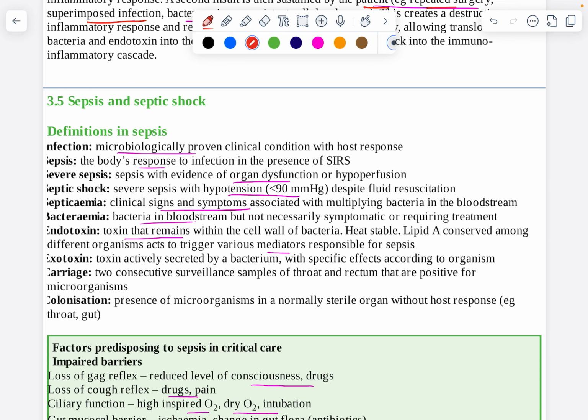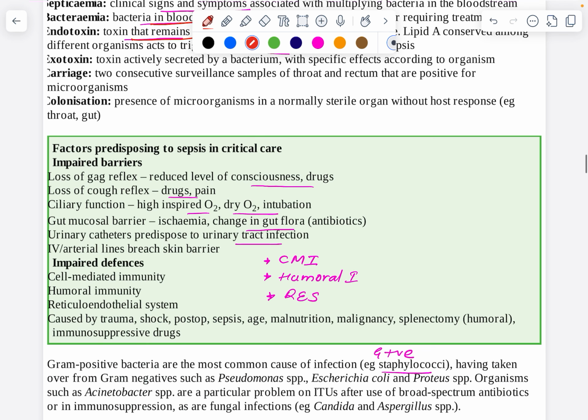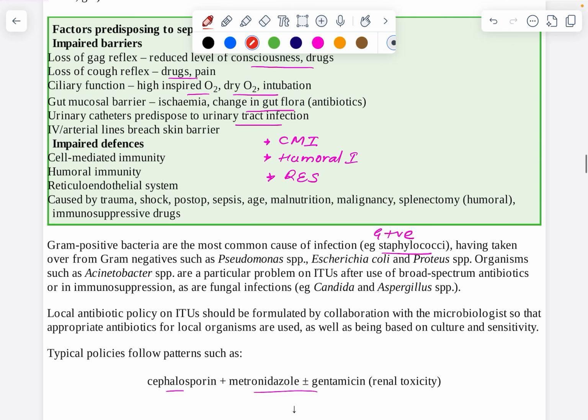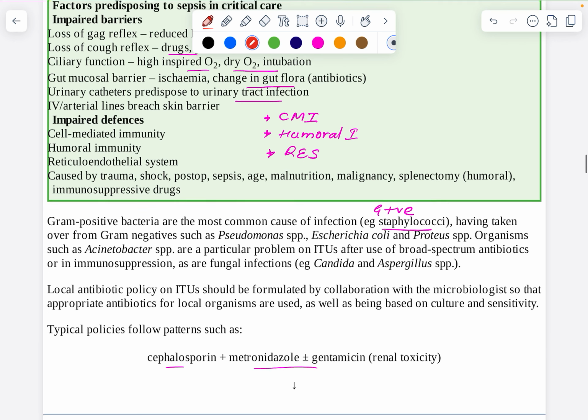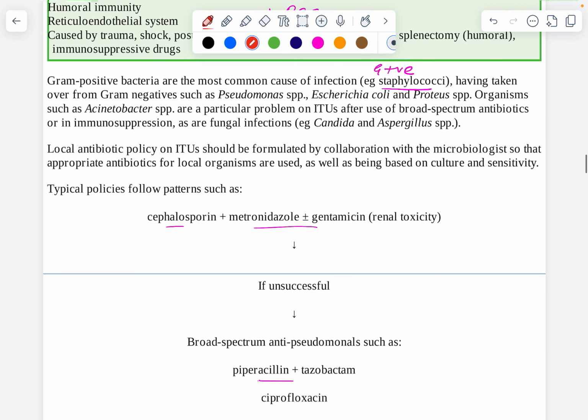Sepsis and septic shock: infection, severe sepsis. Septic shock is blood pressure less than 90 mm of Hg. Severe sepsis has organ dysfunction. Bacteremia is bacteria in the blood, toxemia is toxins. In septic shock there is loss of gag reflex, loss of cough reflex, ciliary function is lost, gut mucosal barrier is lost, impaired defense system, impaired cell-mediated and humoral immunity. Gram-positive bacteria cause staphylococcus.